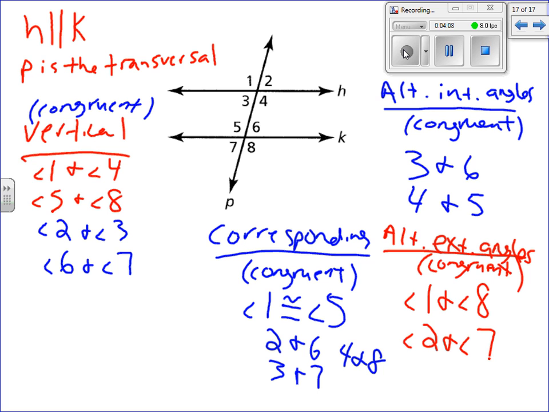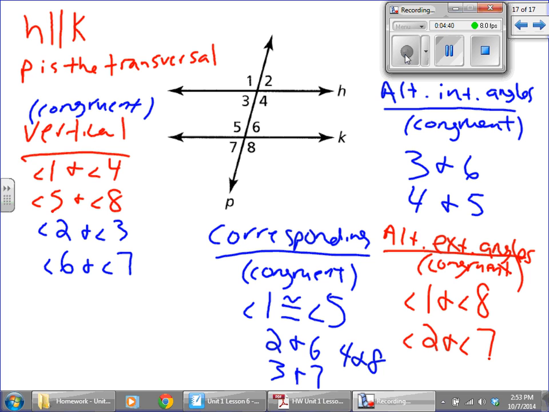We create vertical angles, which don't have to be with parallel lines, but they are here. Vertical angles are congruent. We create alternate interior angles and alternate exterior angles. Those are also going to be congruent. And we create corresponding angles. Those as well are going to be congruent. So anytime you have those 4 relationships, the equation you're going to create is one of the angles equals the other angle.